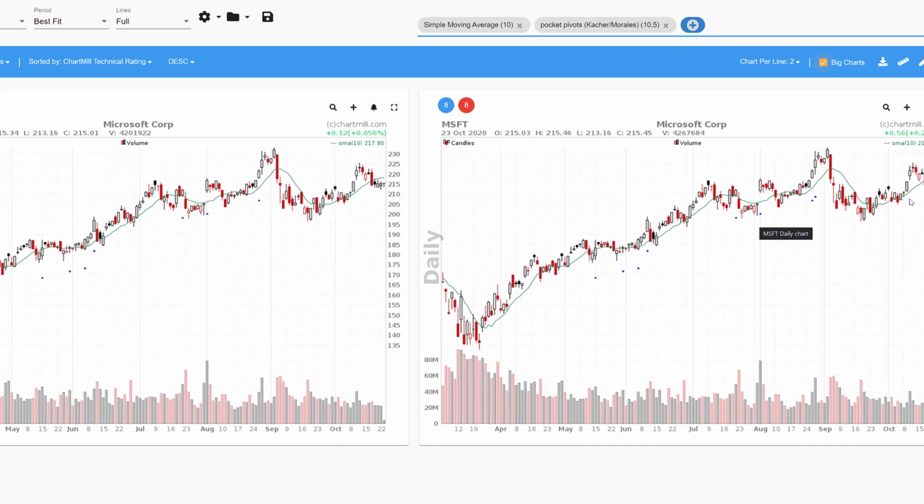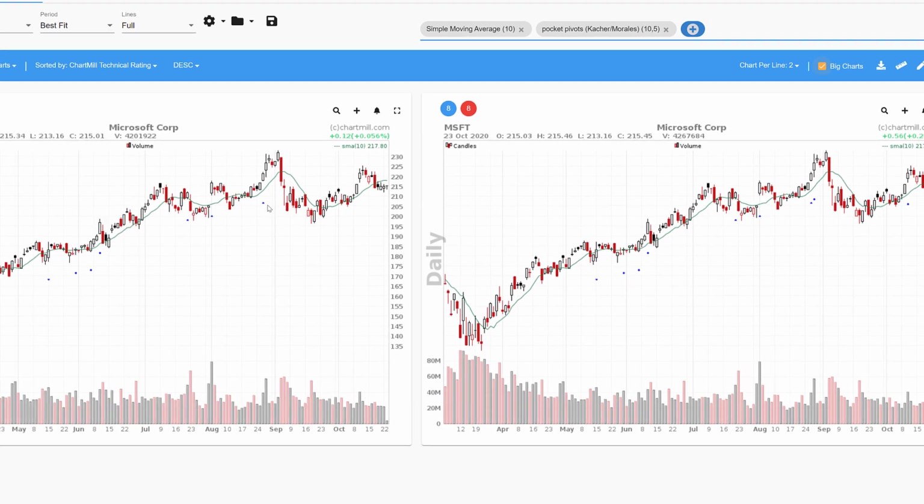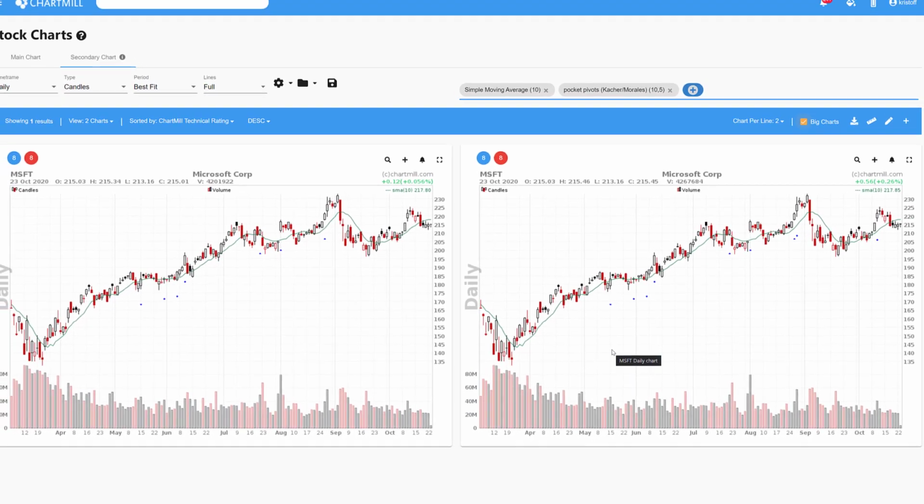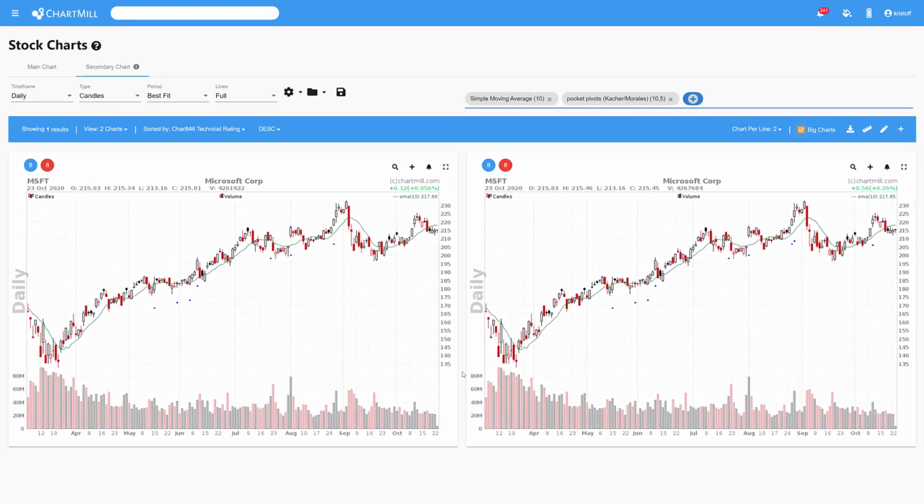You immediately notice that on the second chart, more pocket pivots appear than on the first chart. This is due to the fact that in the second case we allowed a larger deviation from the 10-day moving average.